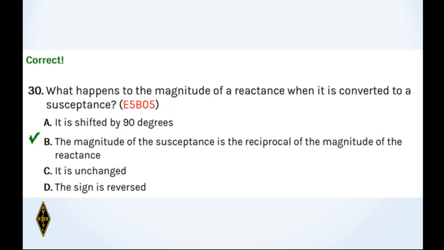And what happens to the magnitude of a reactance when it's converted to susceptance? I can't say it. It's the inverse. It's 1 over. So the magnitude of susceptance is the reciprocal of the magnitude of the reactance.